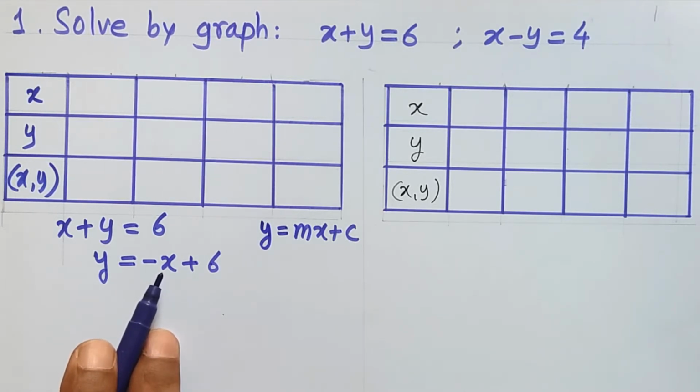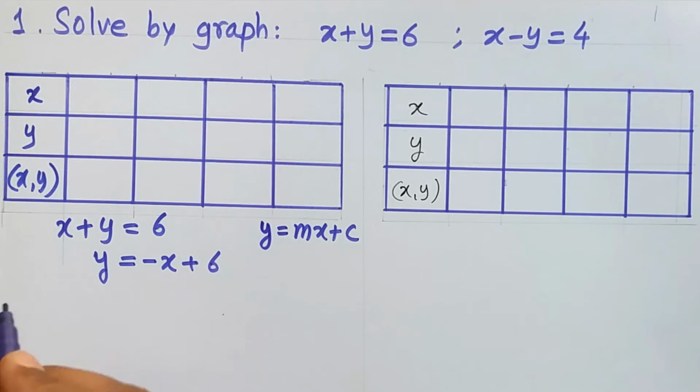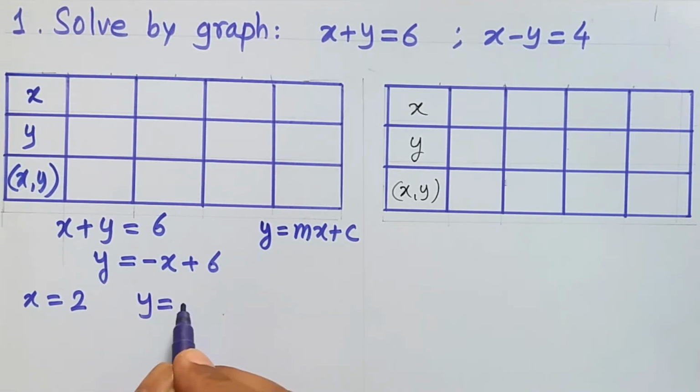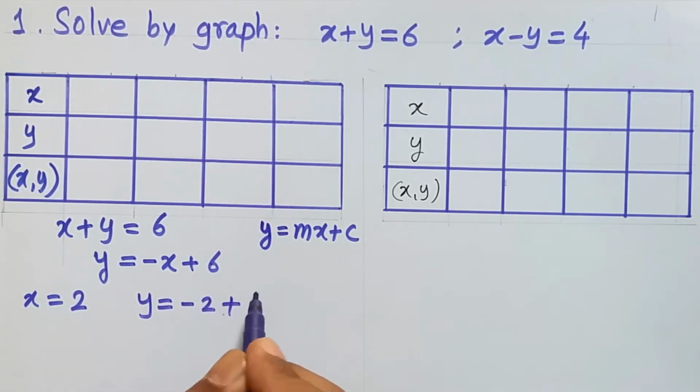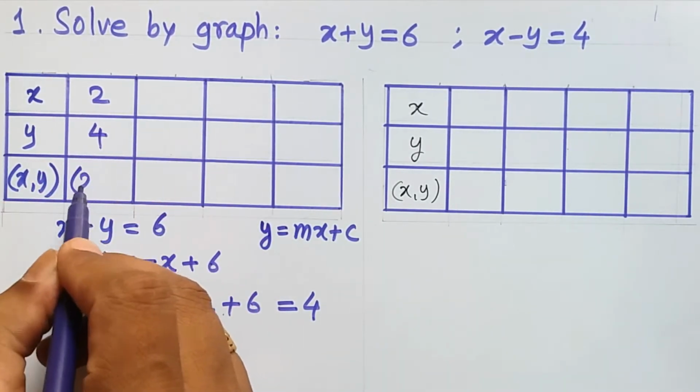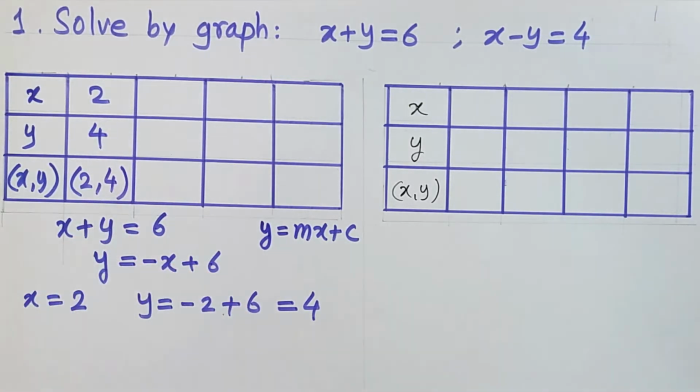So we get here the ordered pair. Now I am taking x is equal to 2. So put the value in this equation. So we get here y is equal to minus 2 plus 6. Minus 2 and plus 6 will be 4. So we get here the first pair as 2 and 4. So write here 2 and 4, and the point is like this, (2, 4).